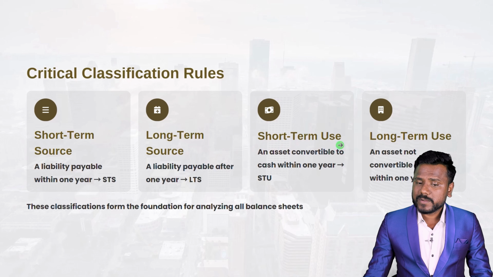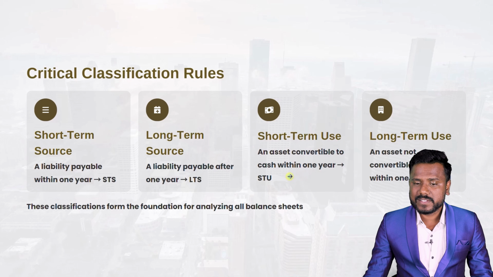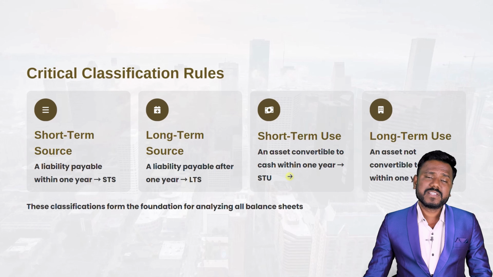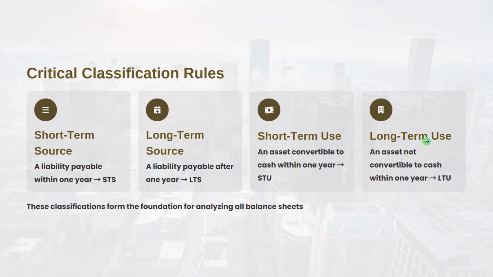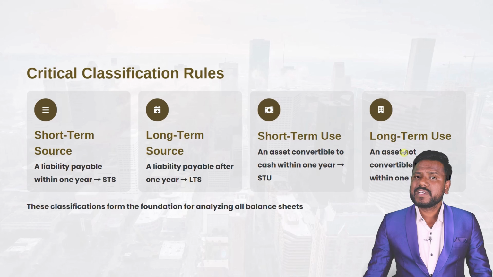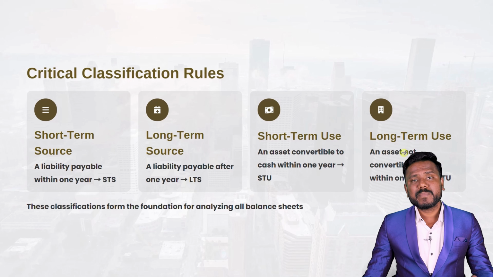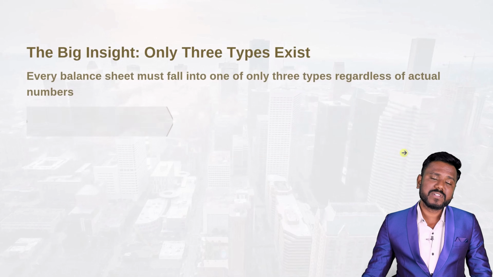Then what is a short-term use? An asset convertible to cash within 1 year, that is short-term uses, or you can say current assets. And long-term uses, what is a long-term use here? An asset that cannot be converted to cash within 1 year. So first remember this classification and their meaning so that we can delve deeper into the discussion.